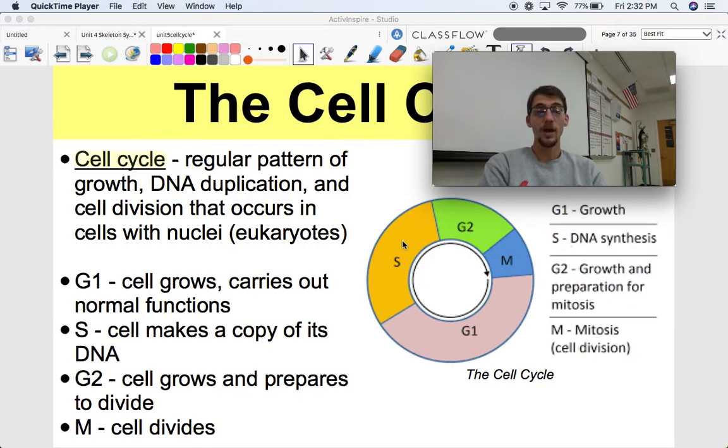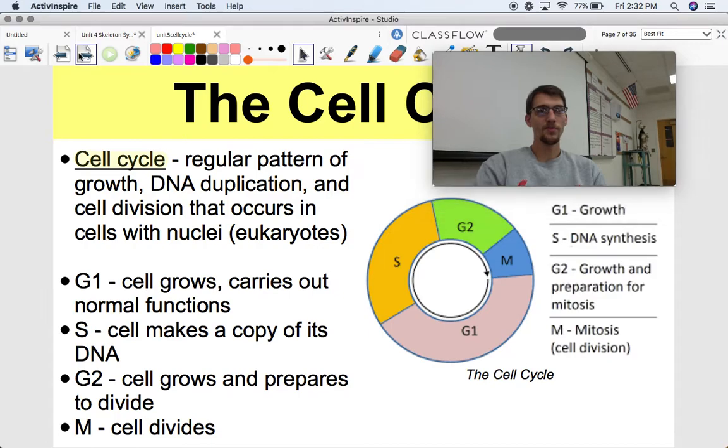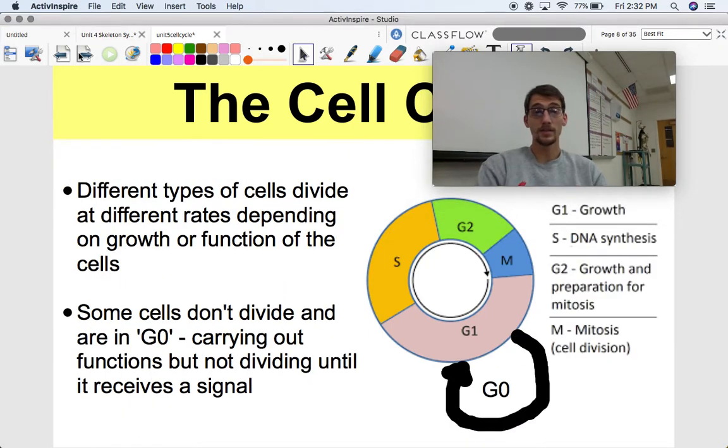This is the stage in which the cell divides. It actually takes time to make an exact copy of itself. One cell becomes 2 exactly the same identical cells. All right, so those are the 4 main phases of the cell cycle when cells decide to divide. And an important point here is that different types of cells divide at different rates depending on the growth or the function of the cells.